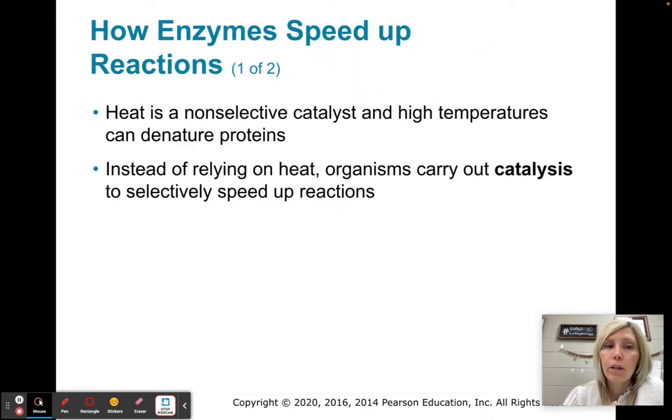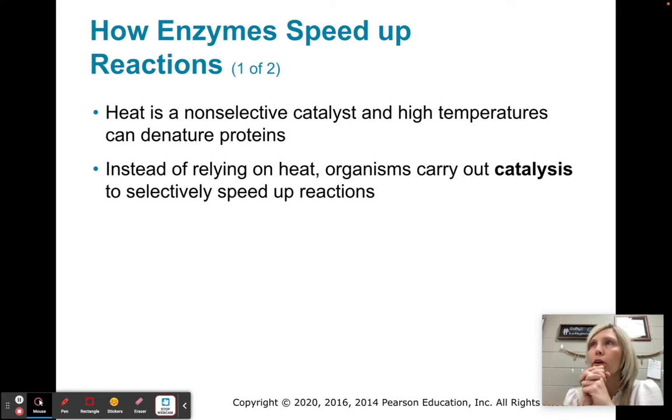Heat can denature proteins. Too much heat can denature proteins. And when we talk about denaturation of proteins, we're talking about a shape change that alters the active site. And if we alter that active site and the substrate cannot properly fit, then the enzyme is not going to be functional. So when an enzyme is denatured, it might be temporary or it might be permanent.